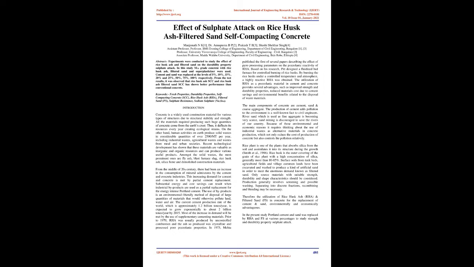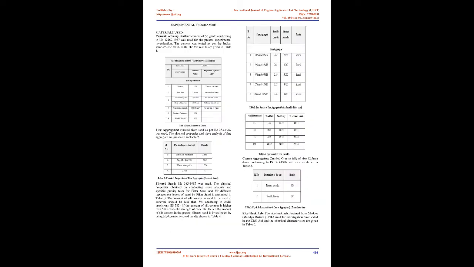Prior to 1970, RHA was usually produced by uncontrolled combustion, and the ash so produced was crystalline and possessed poor pozzolanic properties. In 1973, Mehta published the first of several papers describing the effect of pyroprocessing parameters on the pozzolanic reactivity of RHA. Based on his research, Pitt designed a fluidized bed furnace for controlled burning of rice husks. By burning the rice husks under a controlled temperature and atmosphere, a highly reactive RHA was obtained.